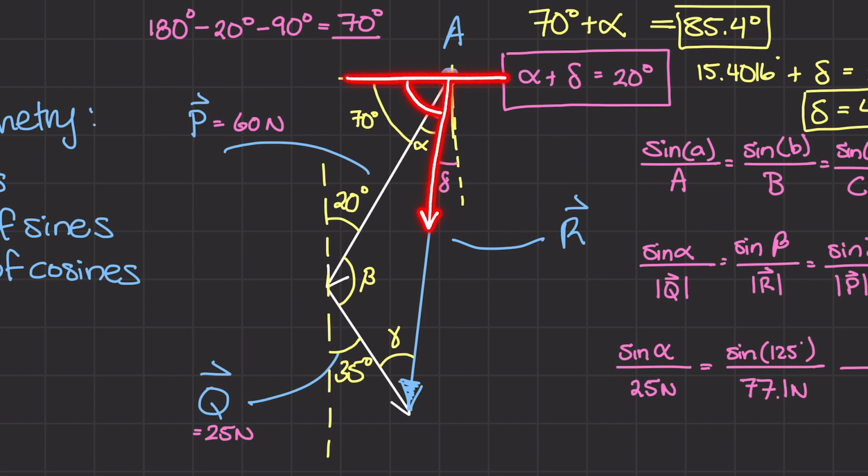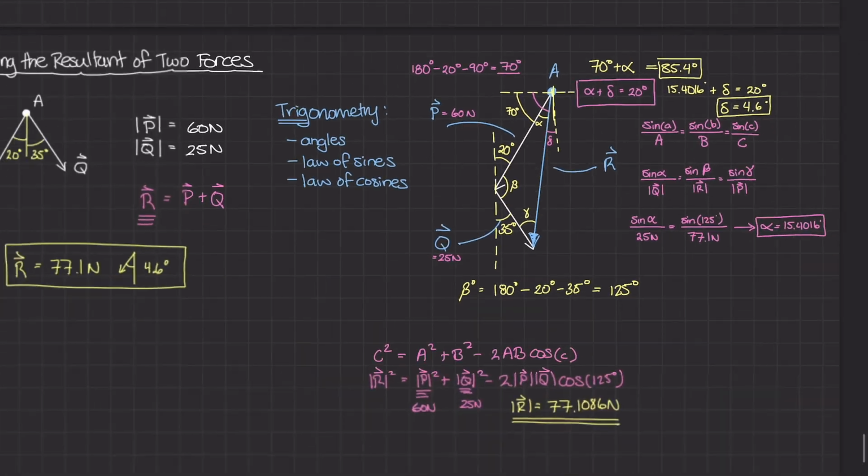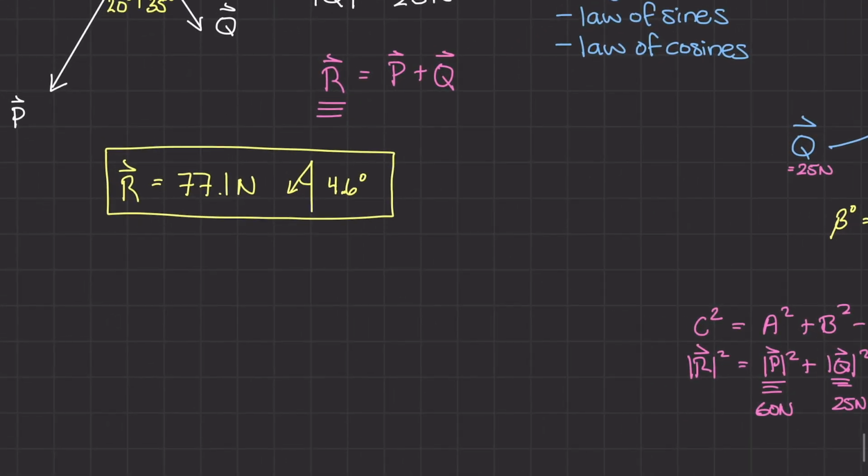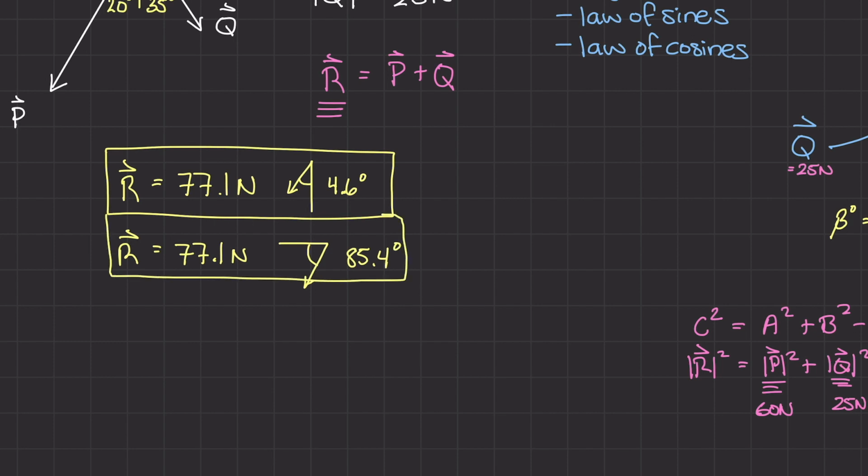It's this angle right here. So alternatively, we could rewrite this answer where R, the magnitude, doesn't change. It's still 77.1 newtons, but this time when I draw the little depiction for the angle, I'm going to do it this way. I'm going to draw the horizontal line, and I'm going to say that this angle right here was exactly what we calculated, and that was 85.4 degrees. And there you go. Two ways of writing our answer for the resultant force, which is P plus Q.